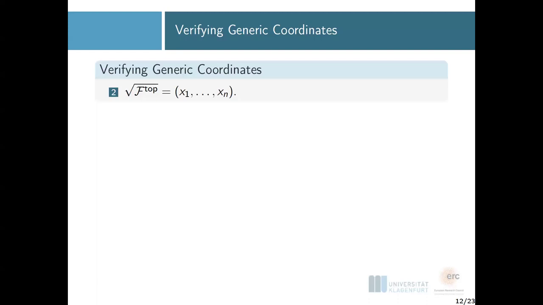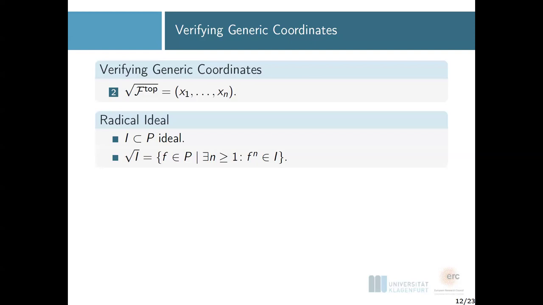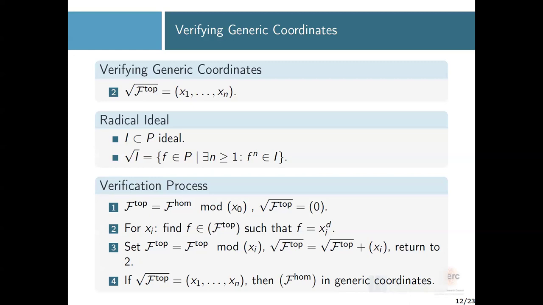Yeah, and for the verification process, we take a look at this equivalent characterization. This reads as: the radical ideal of the highest degree component system is equal to the ideal generated by the variables of the system. So just to shortly recall the definition of radical ideal: we take a polynomial system, yeah? Then the radical consists of all polynomials f such that a power of f is in the original system.